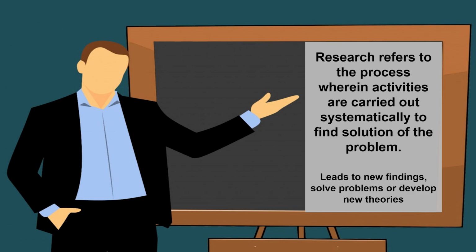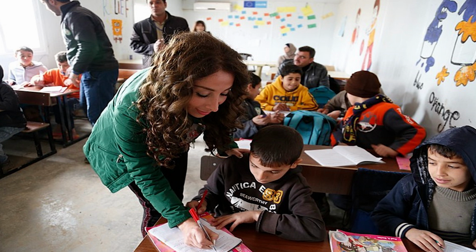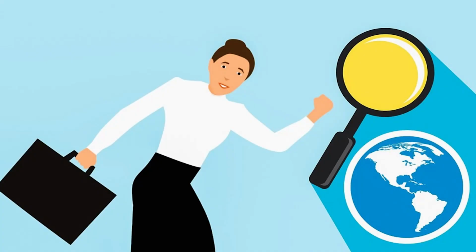Because we are speaking about research, can you tell a few points about the characteristics of research? When it comes to research, in layman's language, to make it very simple, research refers to the process wherein activities are carried out systematically to find a solution to a given problem, right? This also leads to new findings, to solve problems, or to develop new theories. Whenever a teacher comes across such issues, or has to address the concerns or problems he or she is facing in the classroom, the alternative to resolve these issues is to conduct research. I'll reiterate that research refers to the process wherein activities are carried out systematically to find a solution to the given problem.